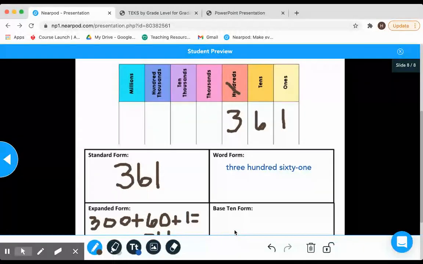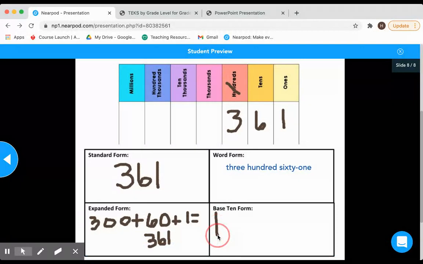And then the last one is base 10 form. This is the one that is most involved. It takes a little bit of time aside from word form because spelling takes a long time. Base 10 form is just drawing pictures. So it's just like the base 10 blocks that we use with our hands in the classroom. Our big squares are going to be our hundreds. We need how many of those? 3.